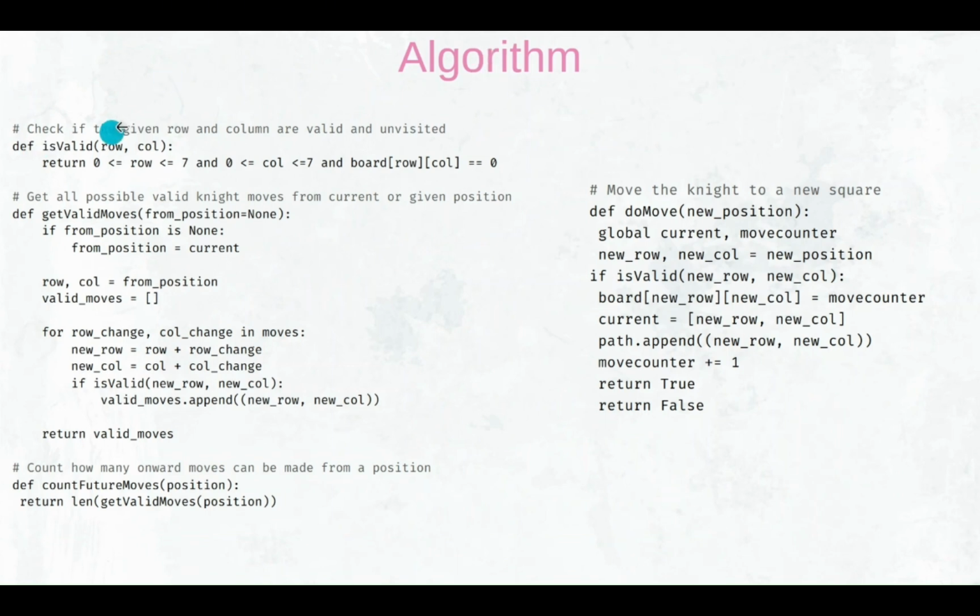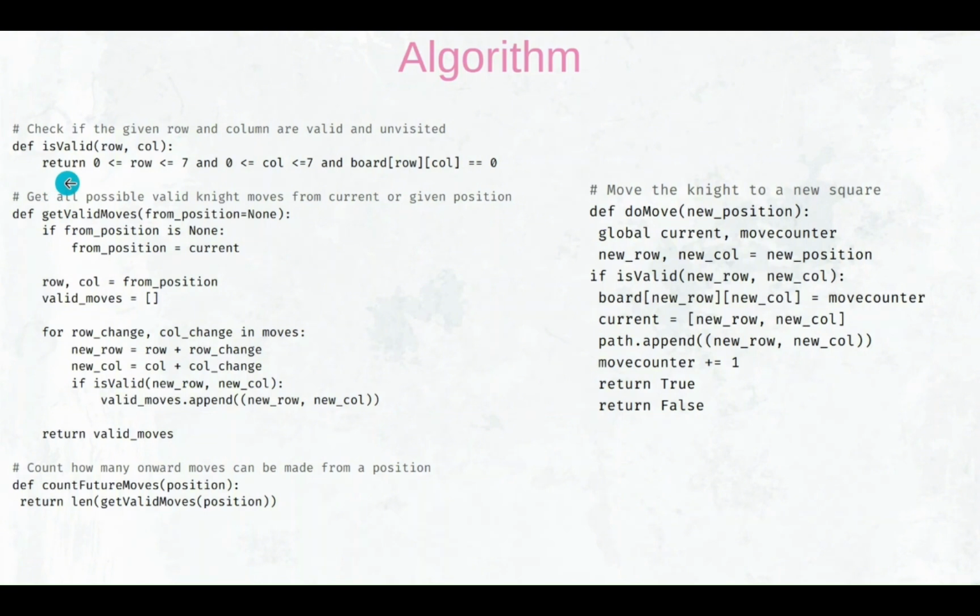The first one is the isValid function. This function checks if a specific position is valid or not. To do that, we have two conditions. The first one is that the position must be within the board, within the 8 rows and columns, or basically from index 0 to 7. The second one is that the value of the board at that location must be equal to 0, or basically that position is not visited yet. If those conditions are met, the function will return true, otherwise it will return false.